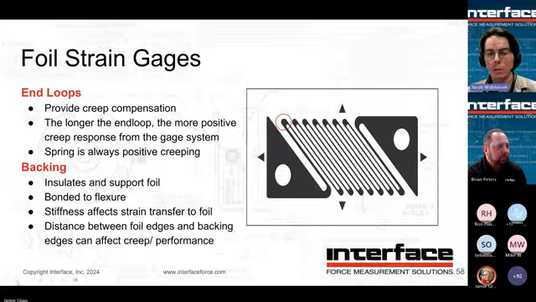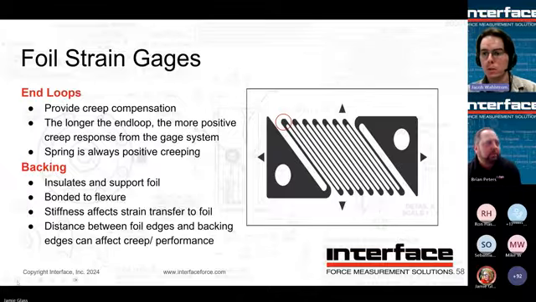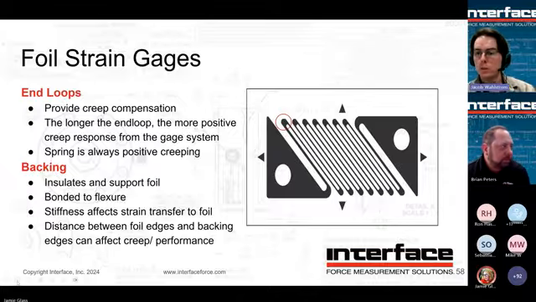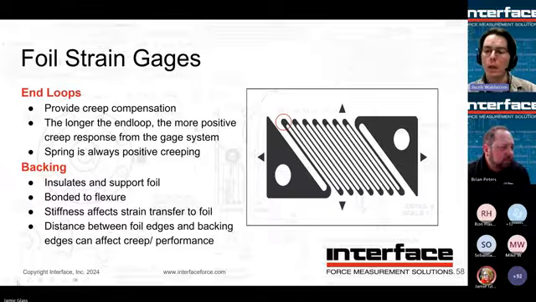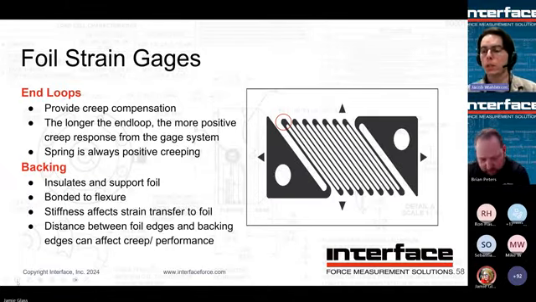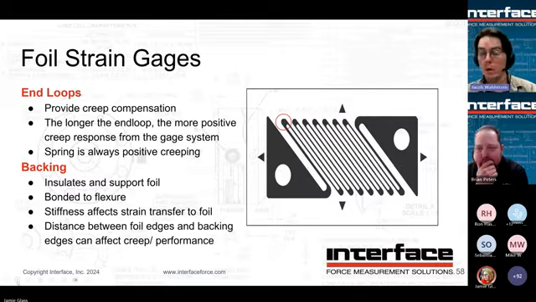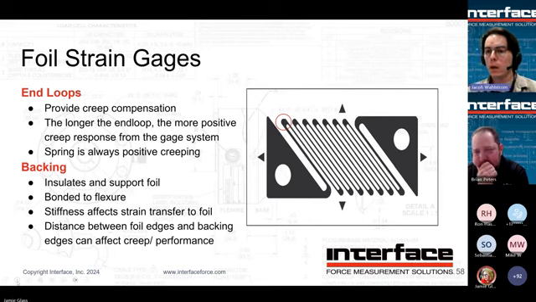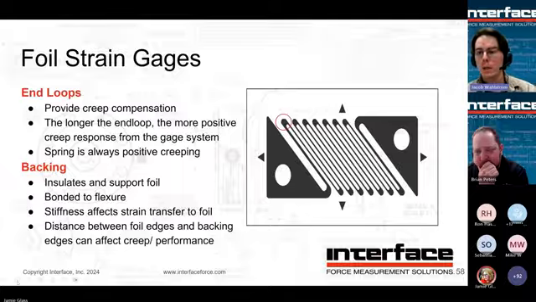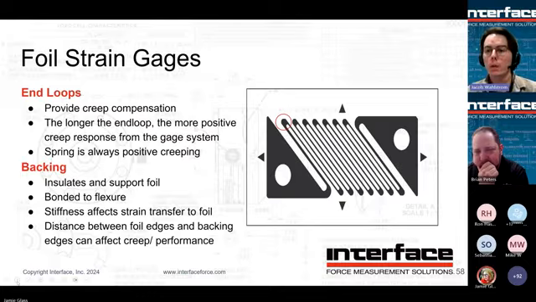And then the backing is also pretty important when it comes to creep compensation as well. That's what's transferring all the strains from your flexure into your foil, which is changing its resistance and leading to your output. One other interesting aspect too is the distance from the foil edges or the end loops to the edge where the gauge is cut. If it's too short, it can basically act like a different end loop. So next slide, please.